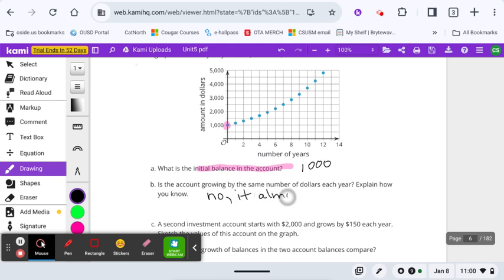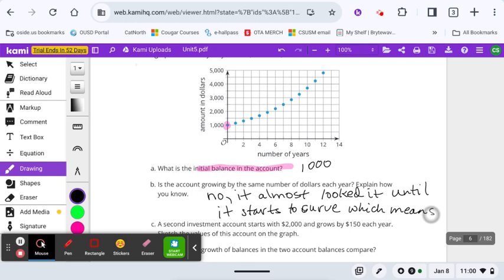It almost looked like it until it starts to curve, which means it has to be different each time.